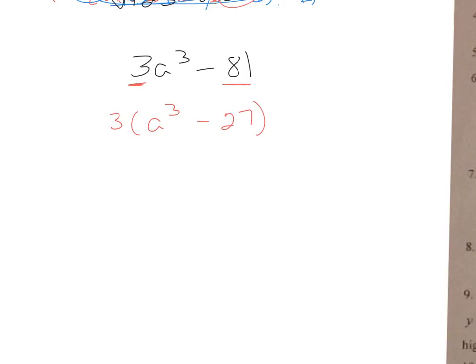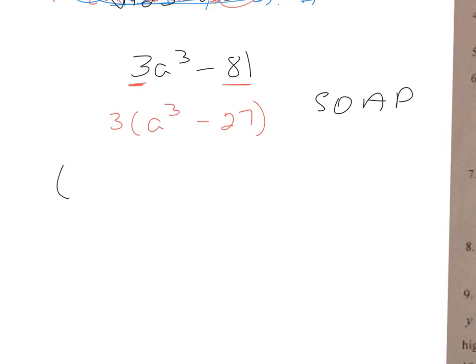So now I still have 2 terms. So now I want to think, difference of 2 perfect squares? No, because I have an a to the third and 27 is not a perfect square. Or is it the difference of 2 perfect cubes? Yes, a to the third is a perfect cube, and so is 27. So remember SOAP.